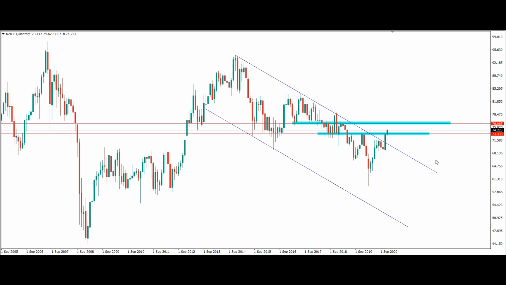Then what we can see is that last month gave us a monthly close above this descending channel resistance, and then we can also see that we had 73.33 area, which was resistance around there, and last month, the close of November's candle actually did not close above that 73.33 level of resistance until December's candle.